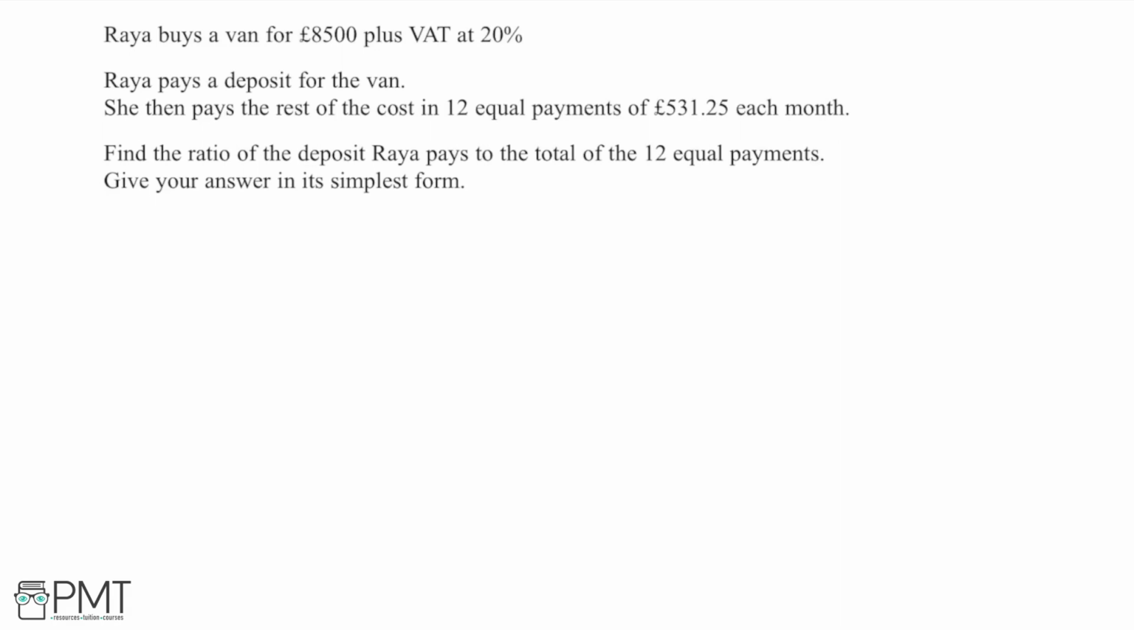So here I'm told that Rhea buys a van for £8,500 plus VAT at 20%. I'm then told that Rhea pays a deposit for the van, and then she pays the rest of the cost in 12 equal payments of £531.25 each month. And we're asked to use all of this information to find the ratio of the deposit that Rhea pays to the total of the 12 equal payments. And we're asked to give the answer in its simplest form.